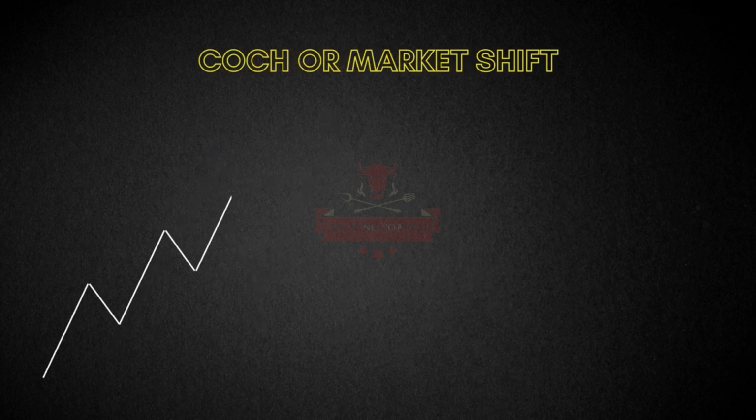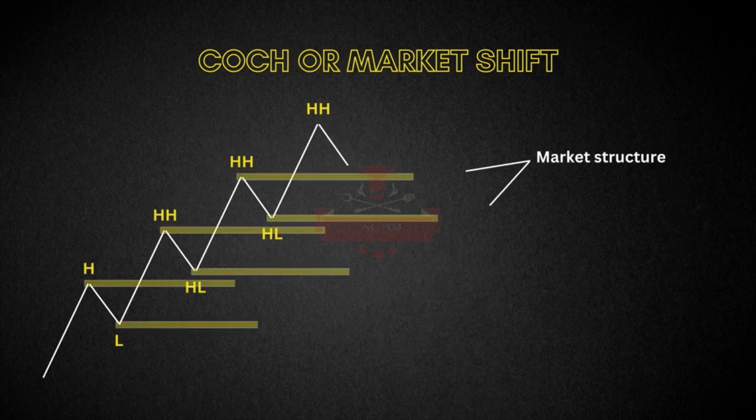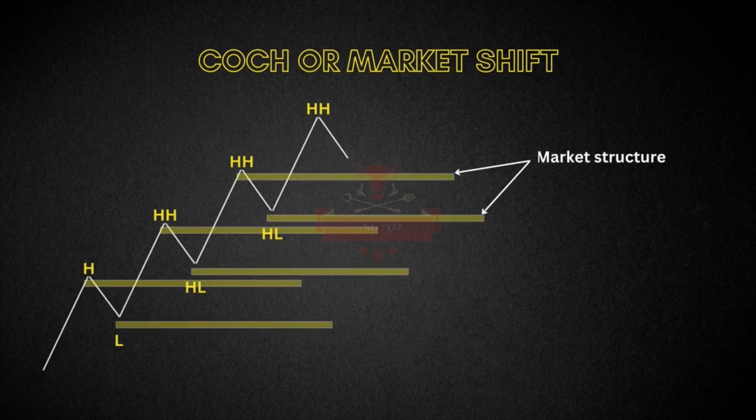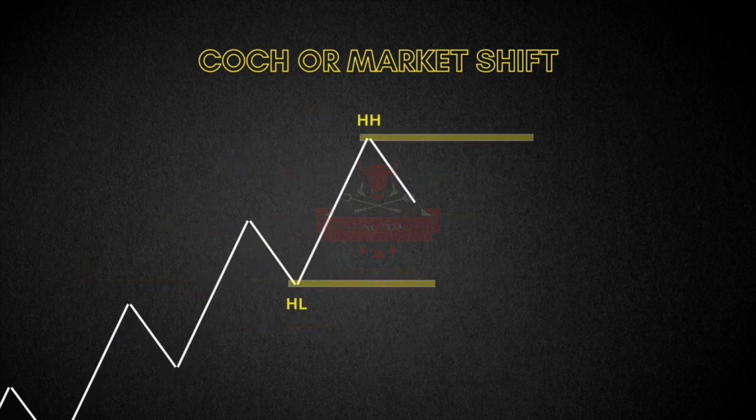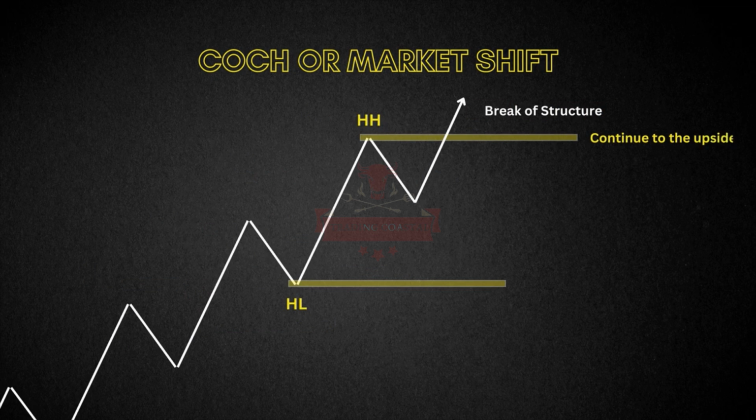Let's move on to the next topic, market structure shift. Imagine a trending market with a series of higher highs and higher lows. In this case, each of the highs and lows is a market structure level, and the most recent higher high and higher low are the ones we monitor. Breaking the last higher high to the upside shows that price tends to go to the upside, which we consider a break of structure.